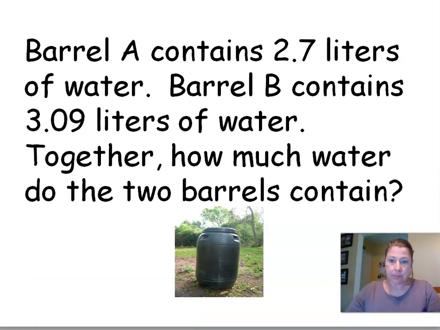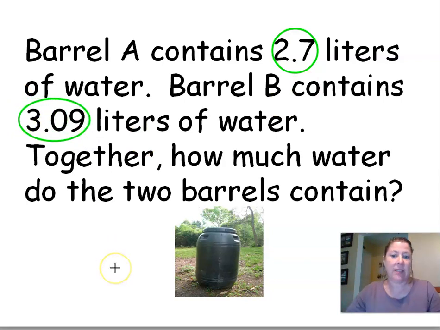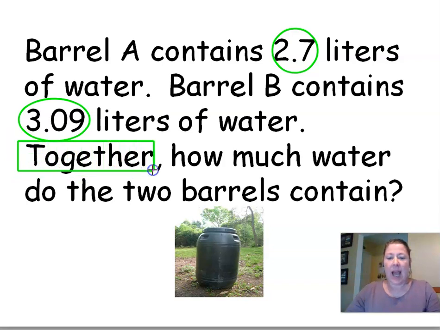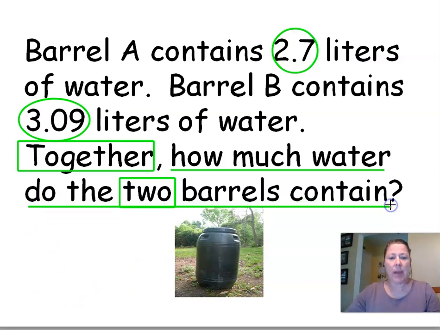So I'm going to read it again, and I'm going to highlight the important information that we have here. Barrel A contains 2.7 liters of water. Barrel B contains 3 9/100 liters of water. Together, how much water do the two barrels contain?